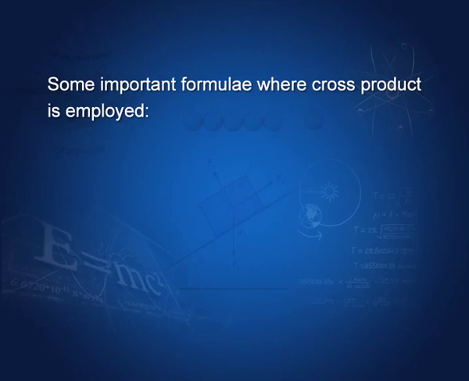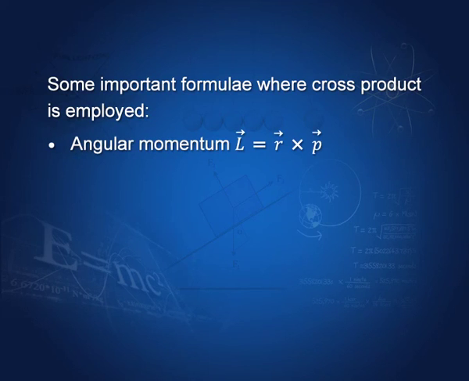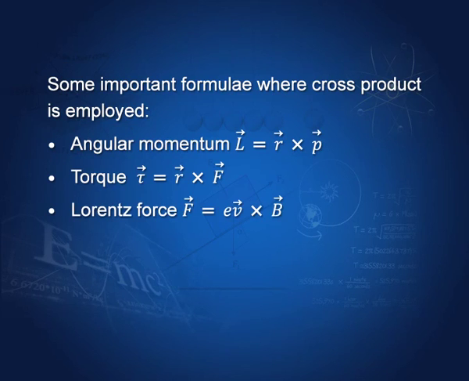Some important formulae where the cross product is employed in physics are angular momentum, which is the product of position vector r and the momentum vector p. Angular momentum vector L is equal to vector r cross vector p. Torque is equal to the cross product of the position vector r and the force vector applied. Lorentz force is F equal to q v cross B, where q is the charge, v is the velocity of the charged particle, and B is the magnetic field in which the charged particle is moving.